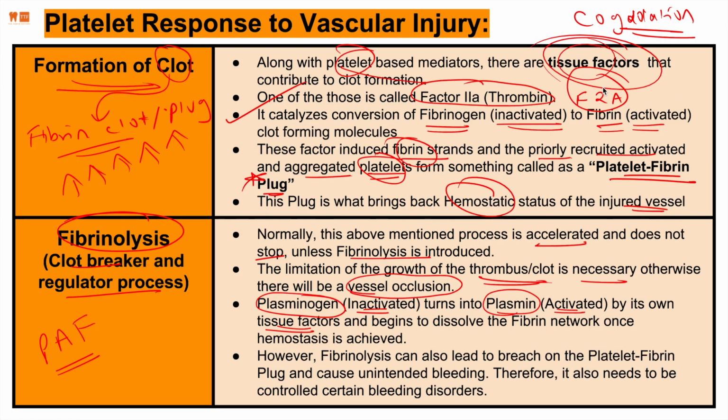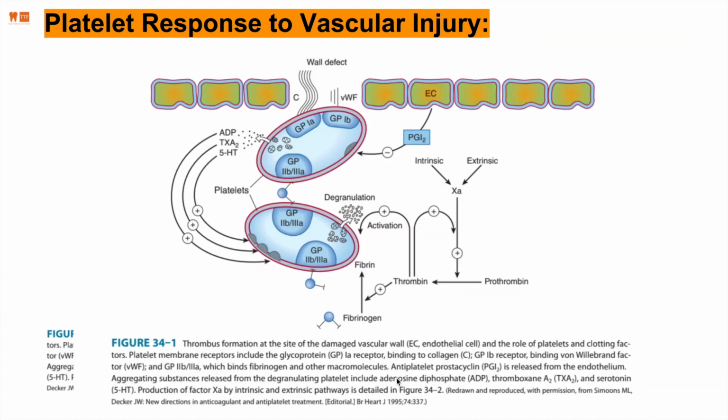All right. And then, of course, it begins to dissolve the fibrin network once hemostasis has been achieved to maintain basically an integral size of the clot. However, fibrinolysis can lead to a breach on the platelet fibrin plug and cause unintended bleeding, and that's exactly what bleeding disorders are. Inability to clot or over breakdown of a clot. Therefore, it also needs to be controlled, such as during bleeding disorder treatments. Wow, guys, that was a long story.